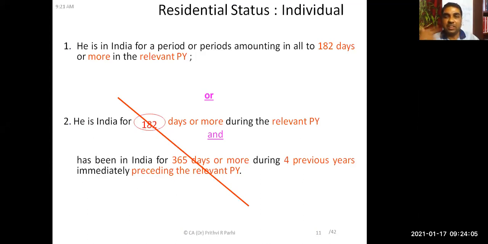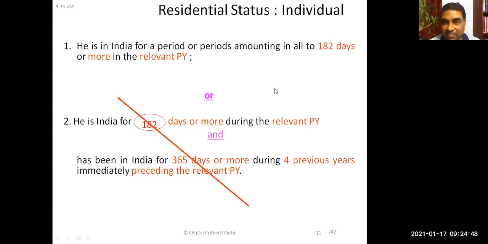Now, can you tell me these three conditions, three exceptions? Indian citizen leaving India for employment. Very good. Second situation, leaving as a crew member on an Indian ship. Indian citizen, crew member, Indian ship. Third case, Indian citizen or a person of Indian origin coming to India on a visit. In that case, what will we do? We'll check only the first condition, that is 182 days.